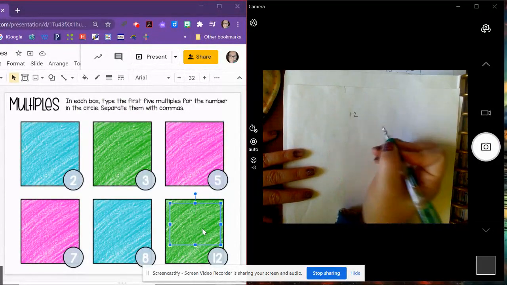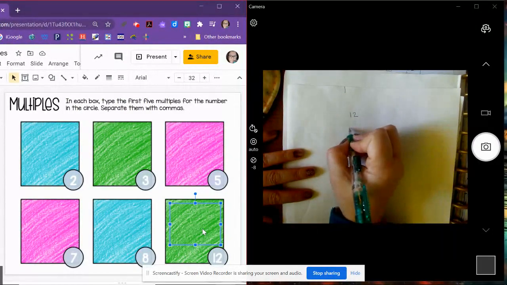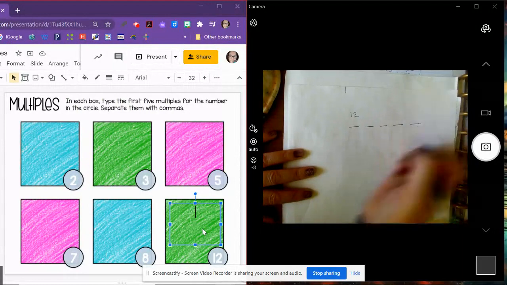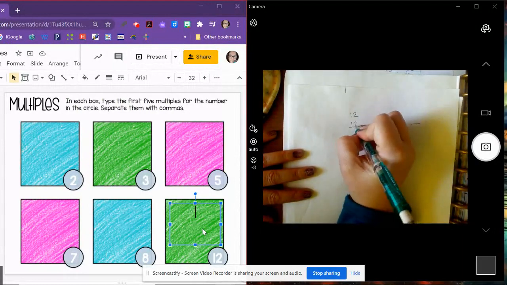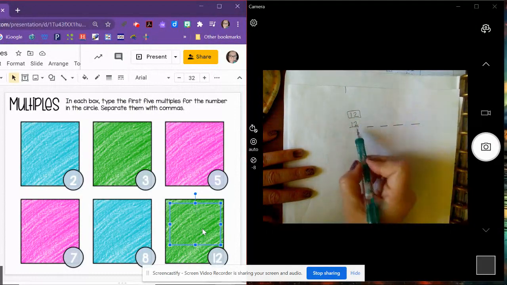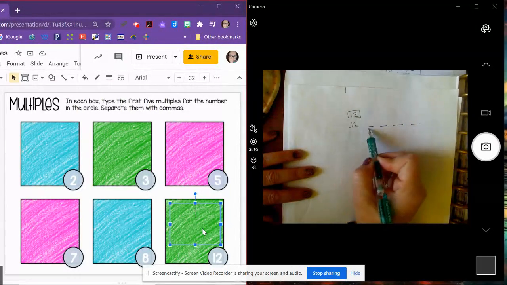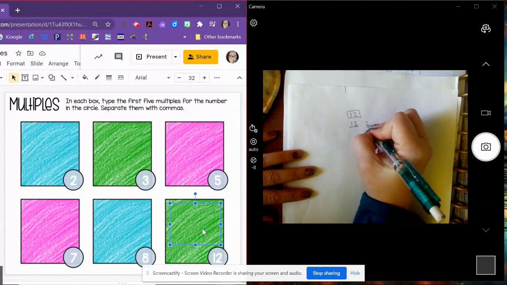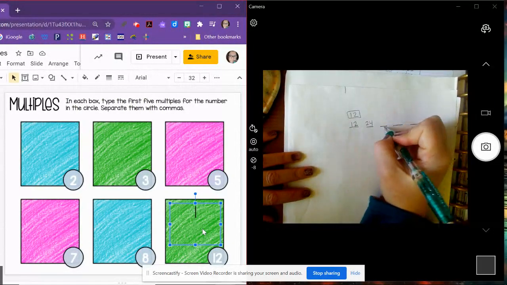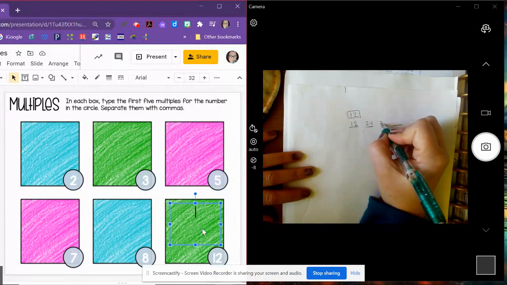So you could even, on your piece of paper, draw out 5 lines: 1, 2, 3, 4, 5. And then I'm just going to skip count starting with the number itself. I want the first 5 multiples of 12. So I just start with 12. And then what's 12 more? 24. 12 times 1 is 12. 12 times 2 is 24. Sorry, 12 times 3 is 36.